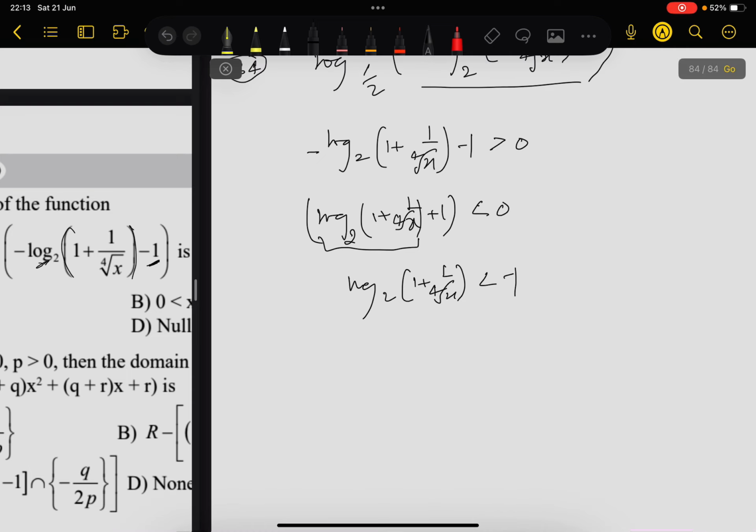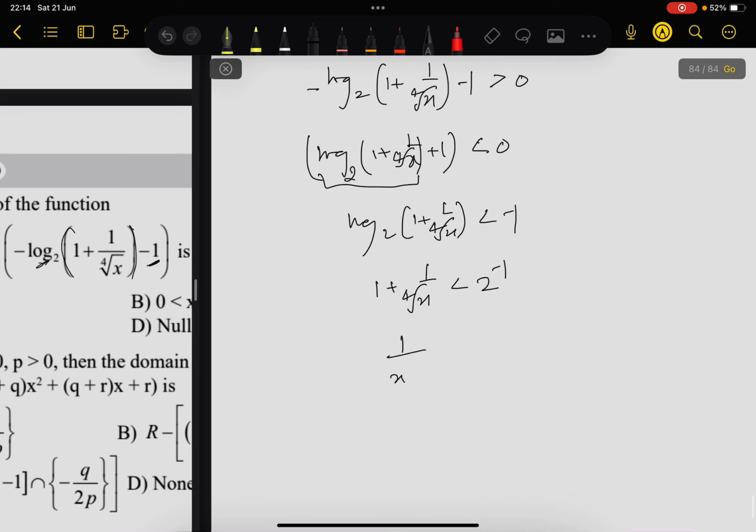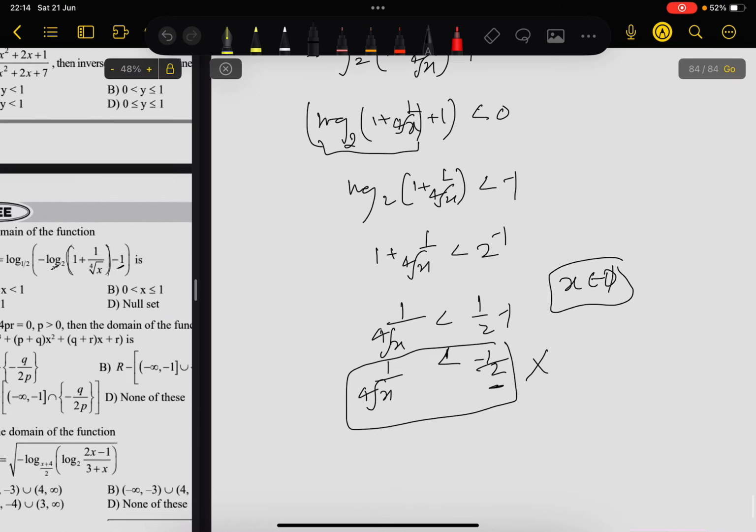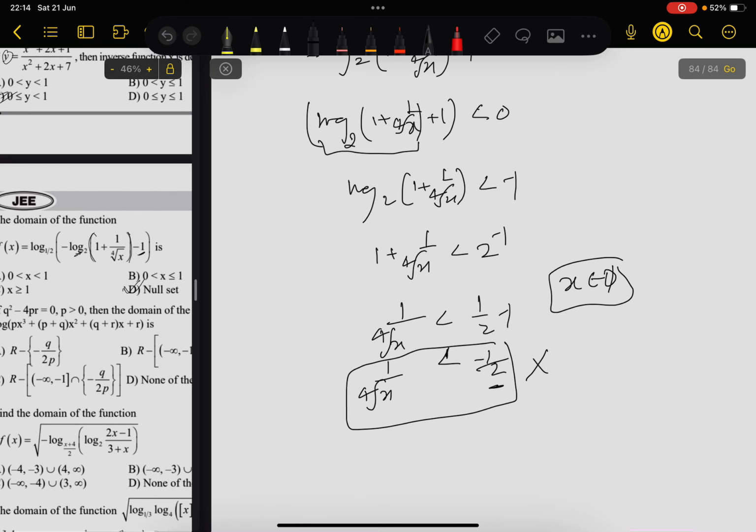Because base is greater than 1, we can write 1 plus 1 upon x raised to 4 less than 2 raised to minus 1. So this is 1 upon x raised to 4 less than 1 by 2 minus 1, which is minus 1 by 2. So here 1 by x raised to 4 is less than minus 2. This is not possible. Fourth root of x will always be a positive number, and it is saying this should be less than or equal to a negative number. That means all the negative numbers. So this is not possible. So x belongs to the empty set here. So yes, D option is correct.